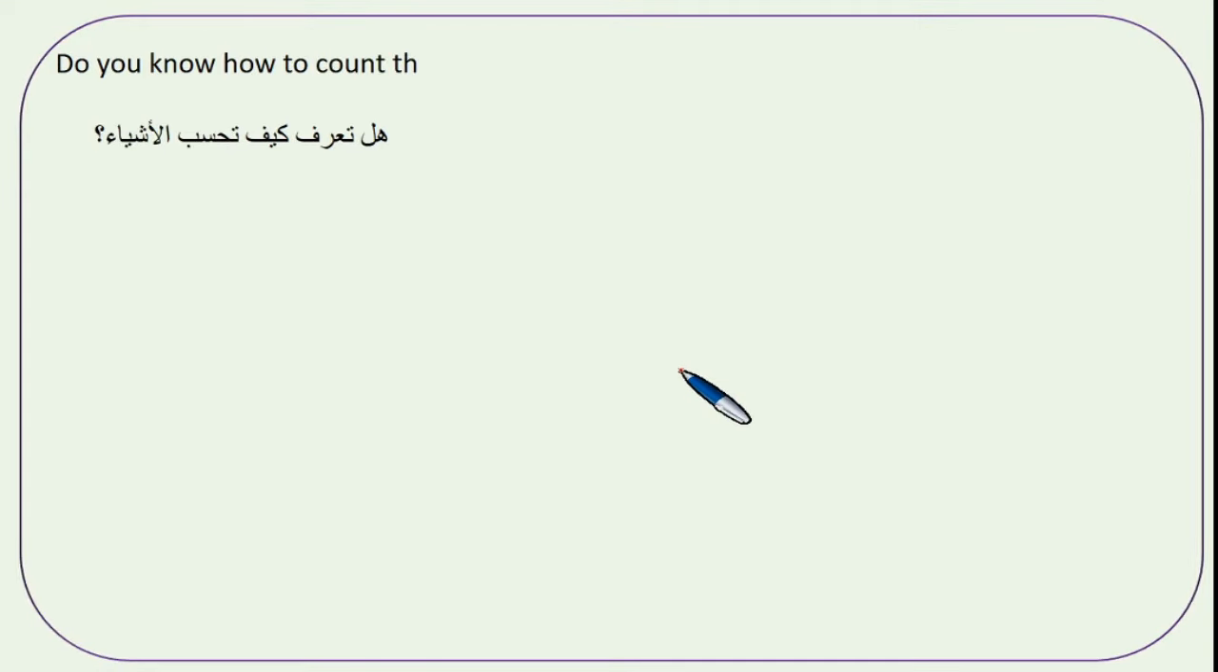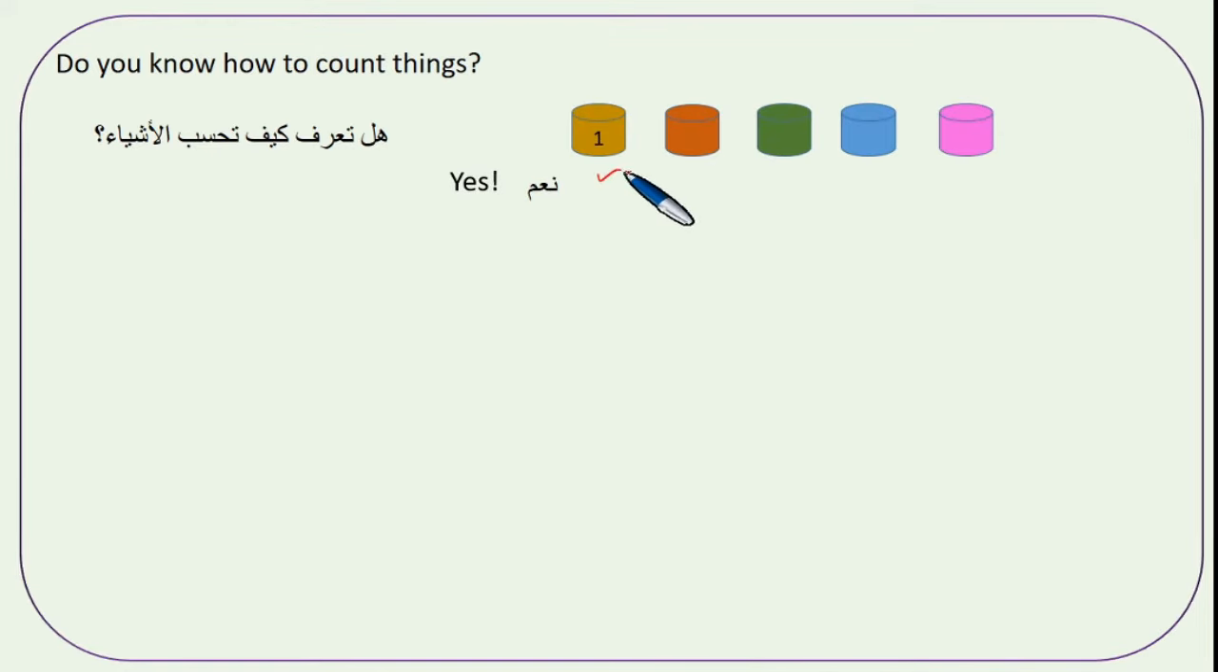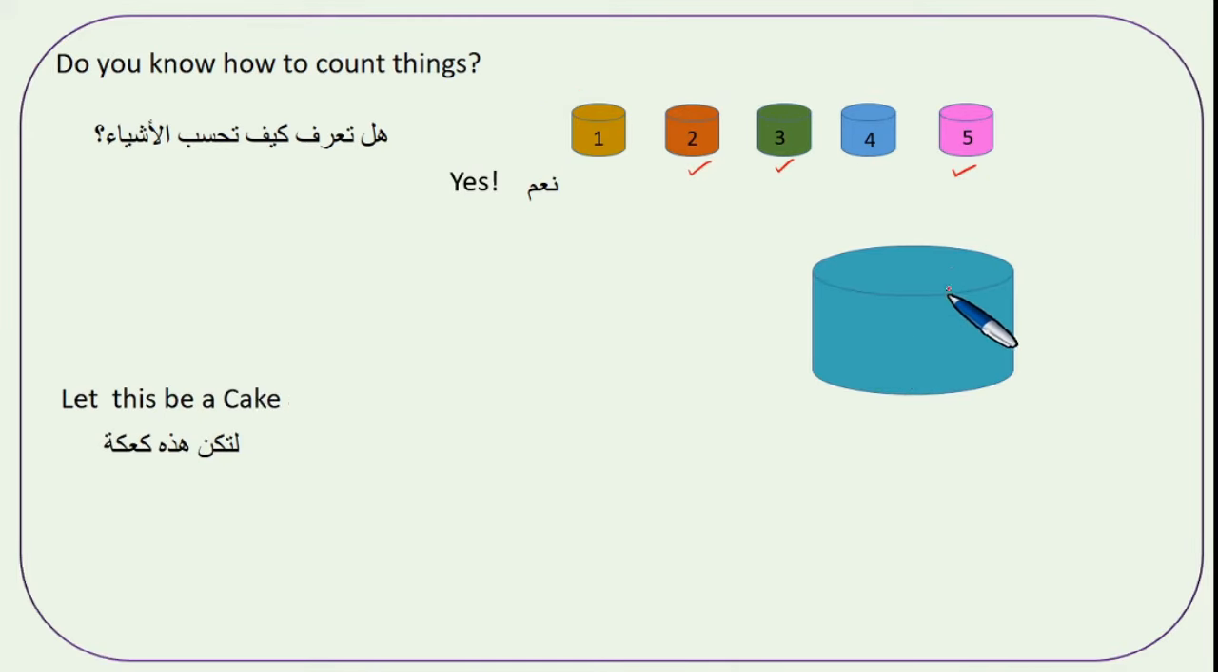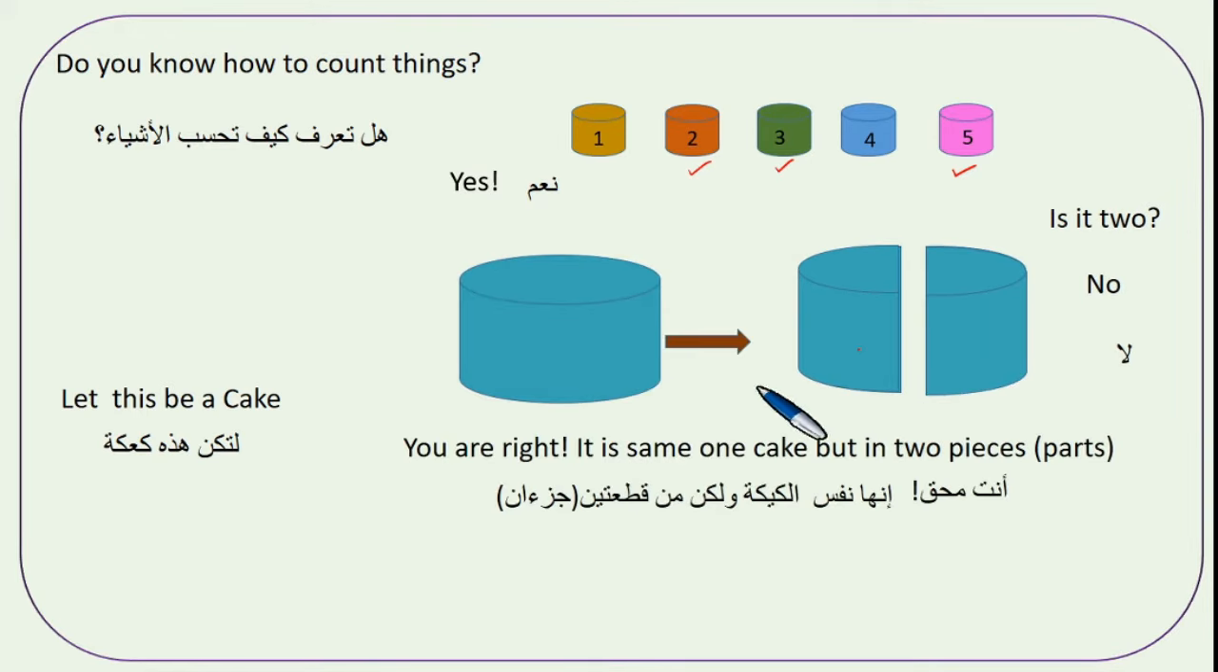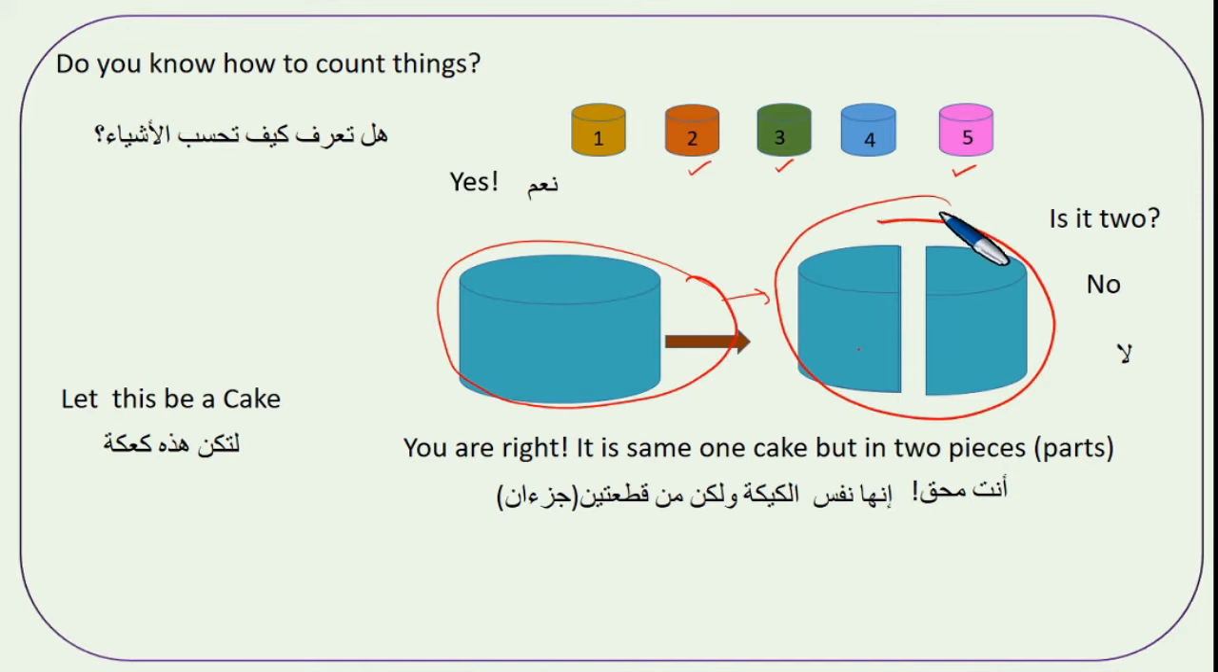Do you know how to count things? Yes, this is 1, 2, 3, 4, and 5. These are 5 things. You are right. Let this be a cake. How many cakes are these? 1. Yes. Now, how many are these? Is it 2? No, you are right. This is one cake but in two pieces, right?